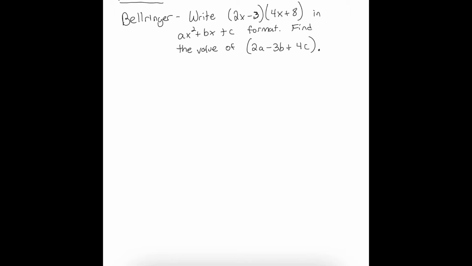So the first thing you want to do is multiply those two binomials together. You can do a 2 by 2 box or however you prefer. Once you do that, you'll have a quadratic. Make sure your quadratic is in standard form, and you'll have a, b, and c to plug into 2a - 3b + 4c to find the value.